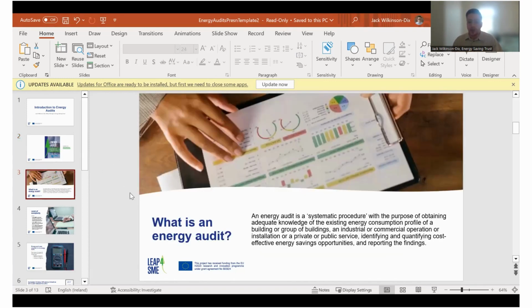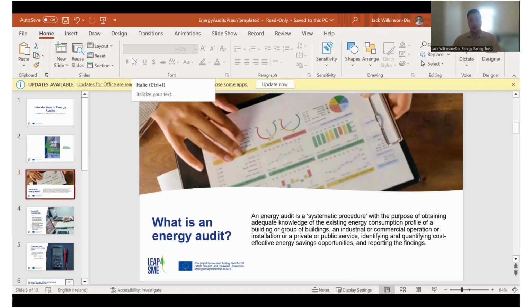So beginning with the fundamentals and what the definition of an energy audit is, there are a few definitions out there, but we feel that this one provides the most complete picture. So an energy audit being a systematic procedure with the purpose of obtaining adequate knowledge of the existing energy consumption profile of a building or a group of buildings, an industrial, commercial operation or installation, or a private or public service, identifying and quantifying cost-effective energy-saving opportunities and reporting the findings.